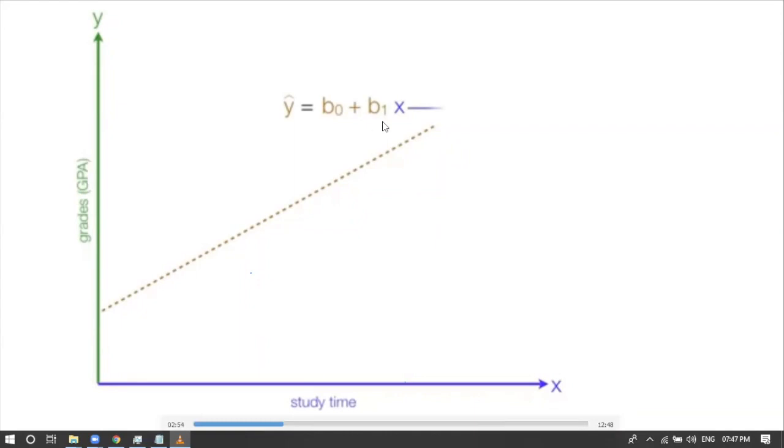y hat is equal to b naught plus b1 x. y hat will be the predicted value, b naught will be the intercept, b1 will be the slope of the line, and x will be the independent variable, which in this condition is the study time. So b naught is the intercept, b1 is the slope, and x is the study time. This is the line that you want to find out.